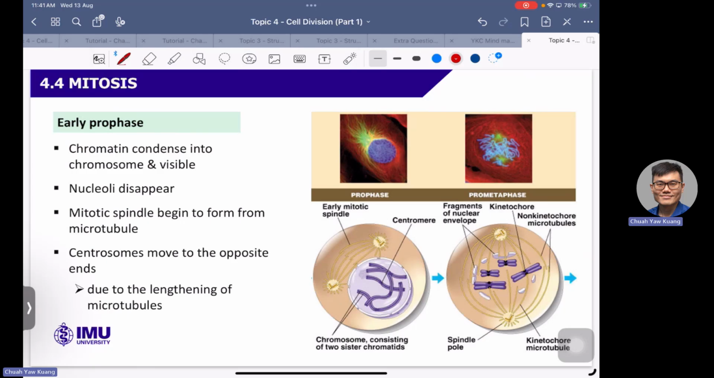Later I will link it to the microscopic picture. Okay, so now I just talk about these 3%. So that's the chromosome behavior. They start to condense. Chromatin condenses to become the chromosome.